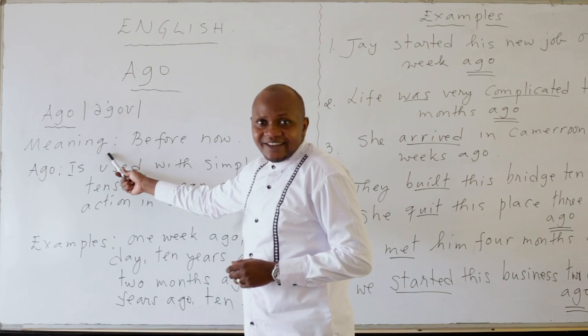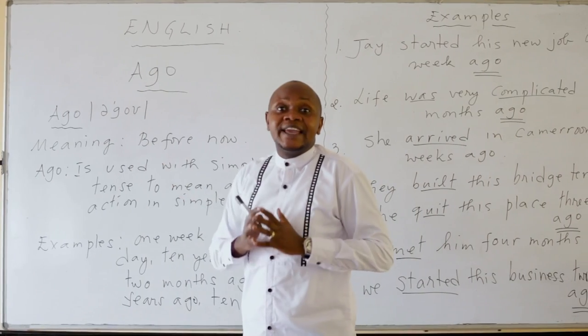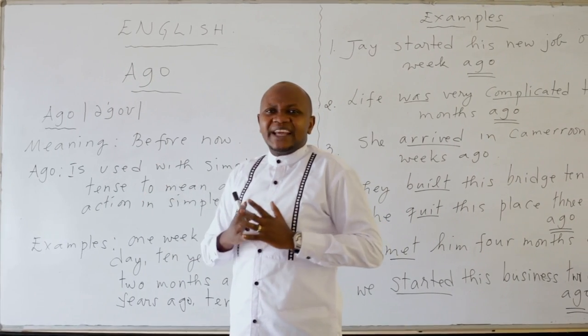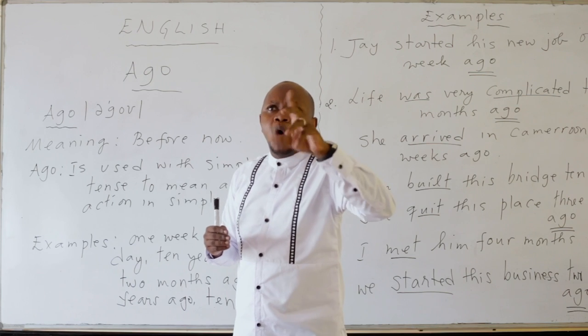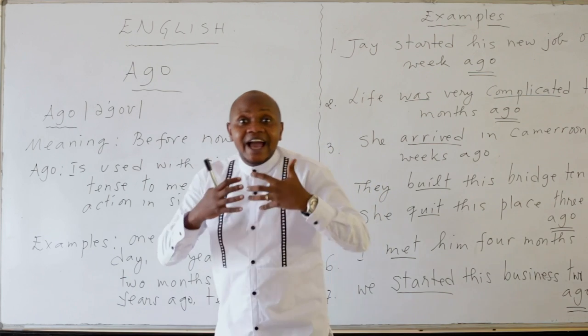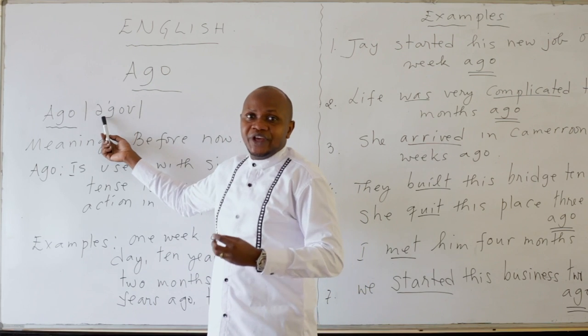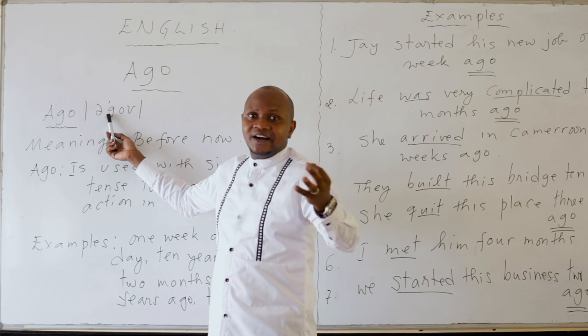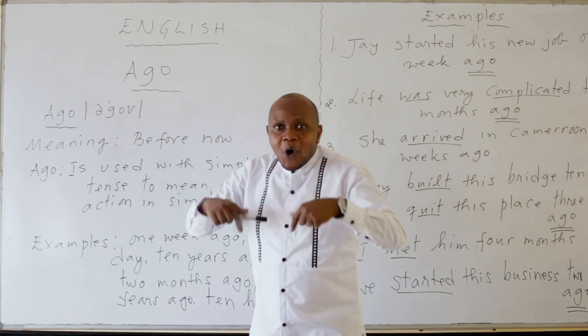The meaning of ago. First of all, try to know the pronunciation. We say ago, not ago. 5 years ago. 2 years ago. We say ago. 2 years ago. Nice. The meaning is before now.